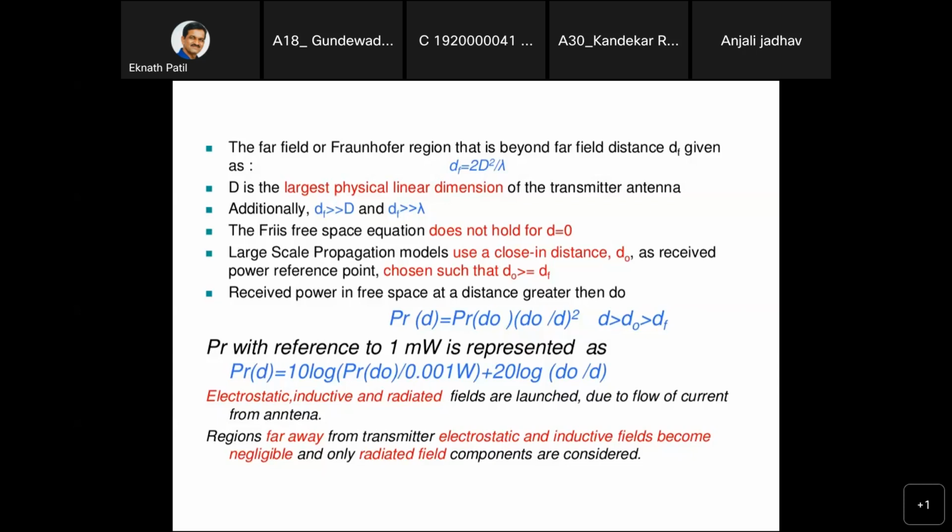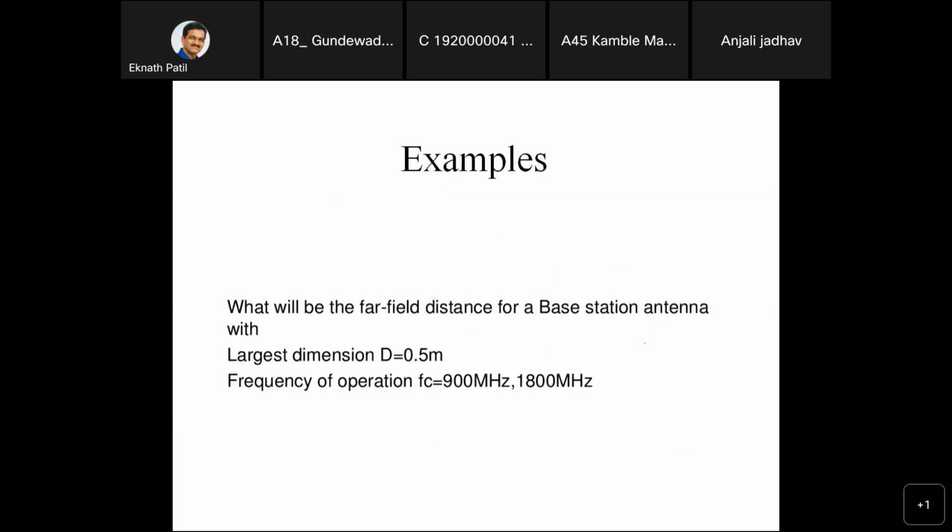If you have to calculate the path loss in terms of the Friis formula, then we have to keep that antenna in the far field only. One example they have given: what will be the far field distance for the base station antenna with largest dimension D equal to 0.5 meter, and the frequency of operation fc equal to 900 megahertz and 1800 megahertz.